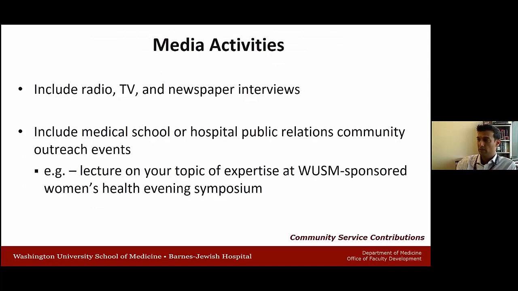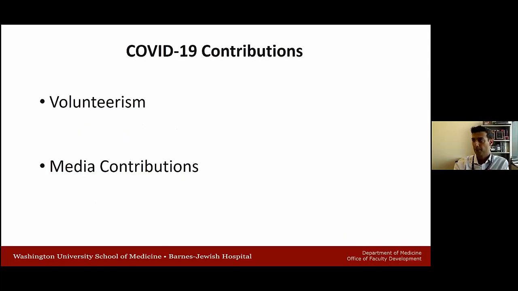Again, I think media activities, it's hard to really capture the extent of what it is that you may be doing on the CV. There's a lot more opportunity to expand on this in the CEP. And plenty of options over the last year with COVID for both volunteerism or media contributions for many of you as well.